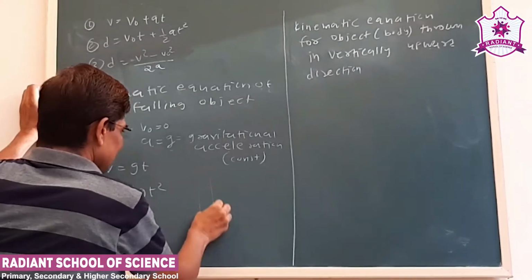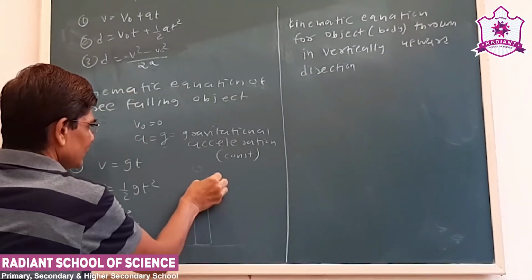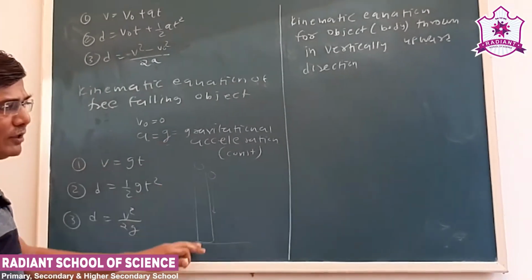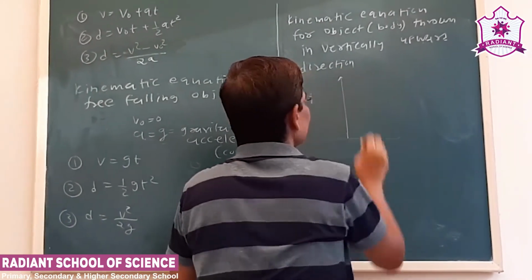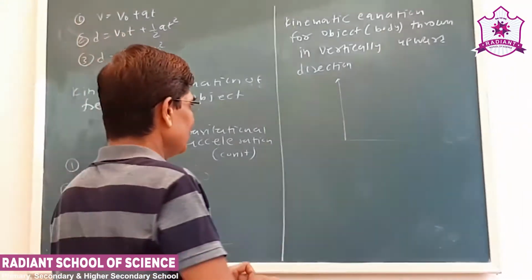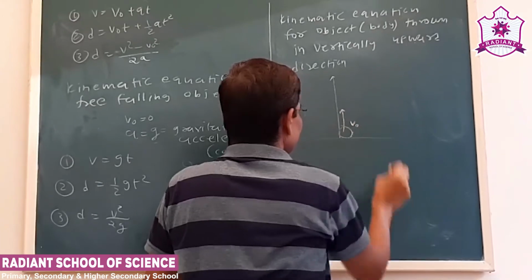Suppose a tower is there. This is the bottom of the tower. A person allows an object to fall freely. So this is a free falling object. Now here the body is thrown in a vertically upward direction, that is against the gravitation. Let us say the object is thrown vertically upward with some velocity v0.